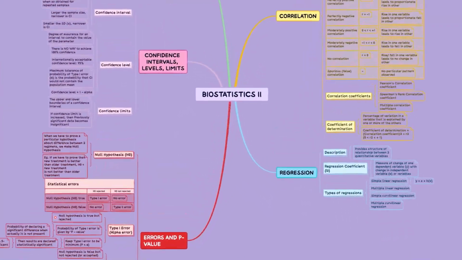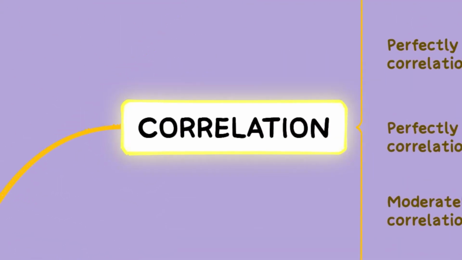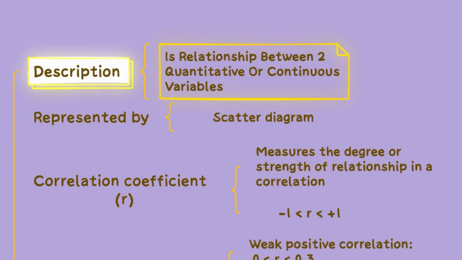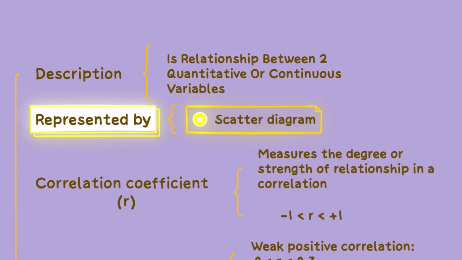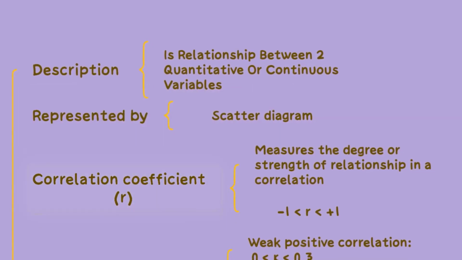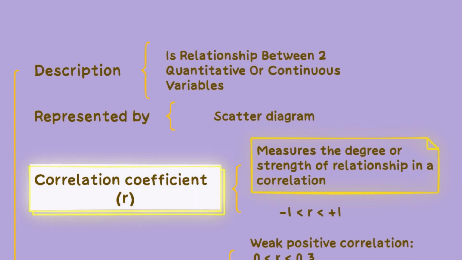So, let's get started on biostatistics in this mind map. Correlation is a statistical measure that describes the relationship between two quantitative or continuous variables. It is often represented using a scatter diagram. The correlation coefficient is used to quantify the strength and direction of the relationship.